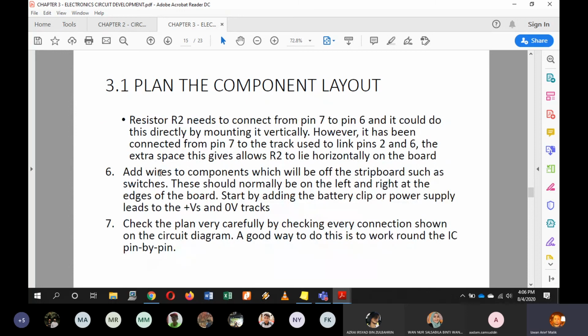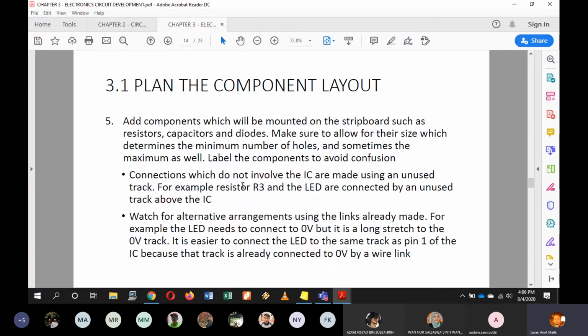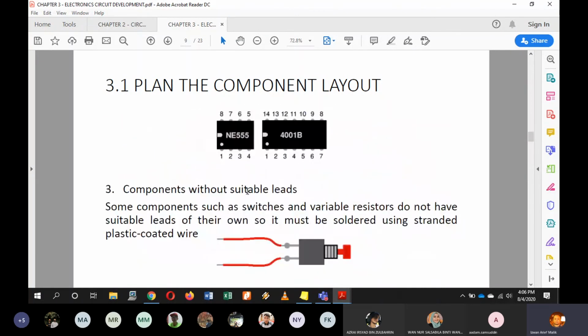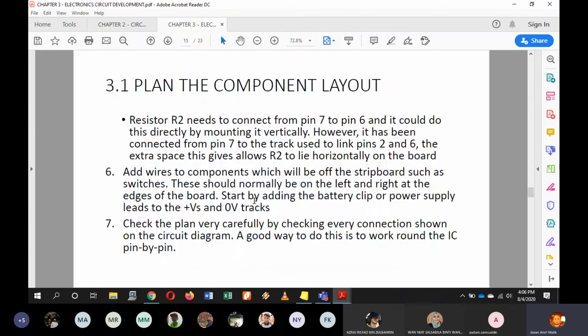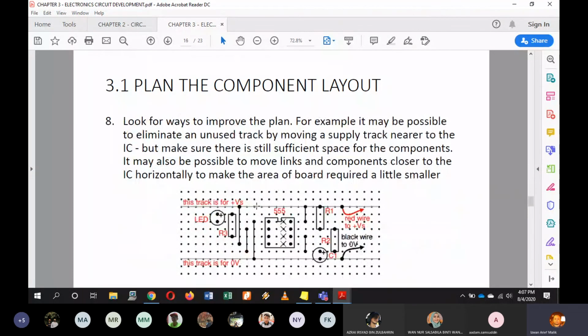Alright. Add wires to components which will be off the strip board, such as switches. Macam ni tadilah. This part here. Kalau perlu, kita pakai jumper. This should normally be on the left and right of the edge of the board, starting by adding the battery clip or power supply leads to the positive and 0 volt tracks. Okay, so you can place them here, the positive red wire and the negative black wire. Masukkan kepada you punya supply.